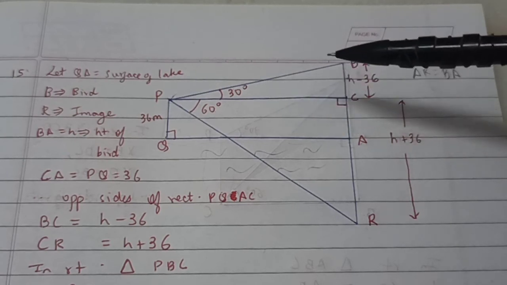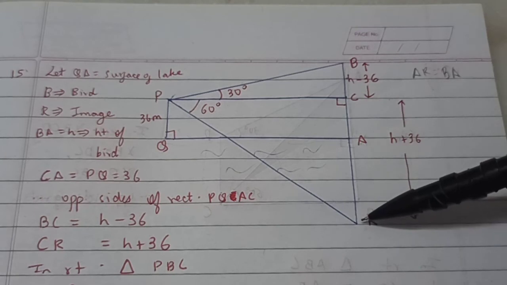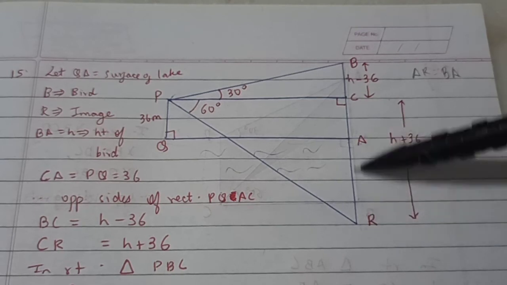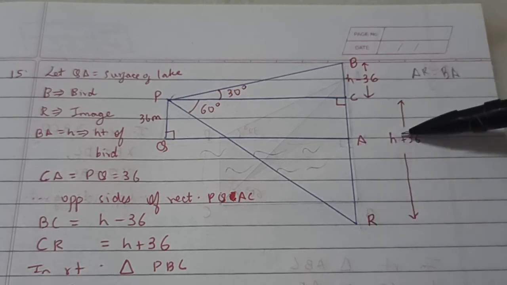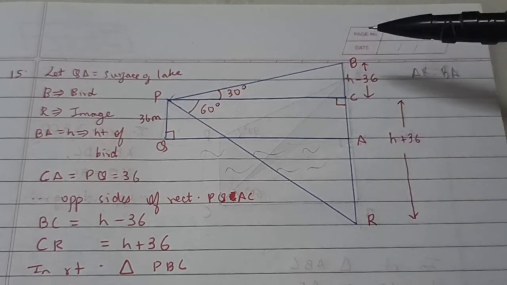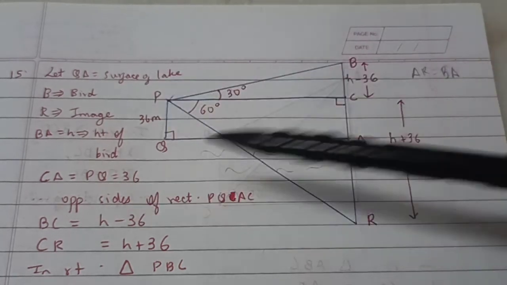We need it for triangle BPC. And for triangle PCR, we require CR. What's that? Well, AR is H and CA is 36. So totally CR is H plus 36. Now we shall start using trigonometry. So first write all the data and even this.